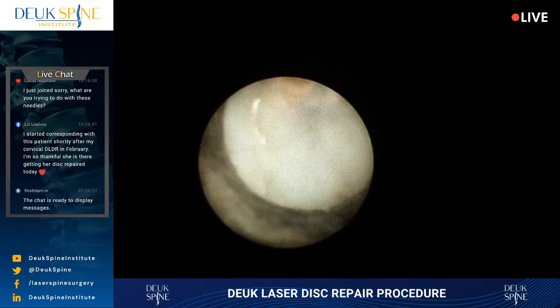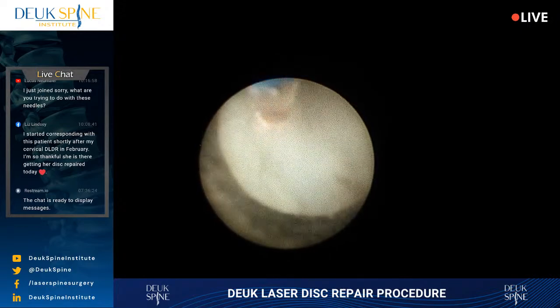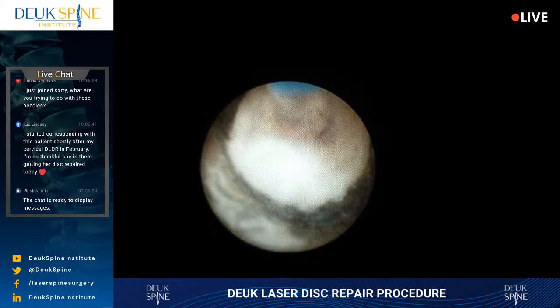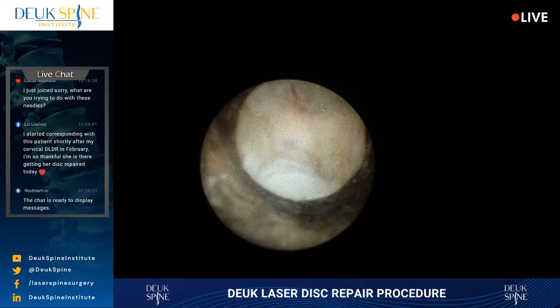All right. So here we are using the laser to blast away herniation at C6-7.